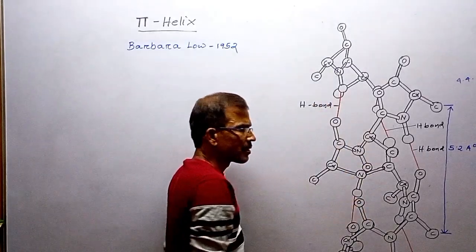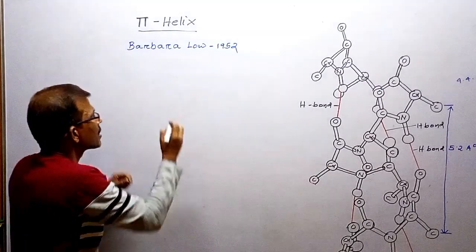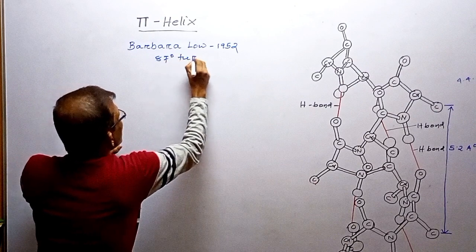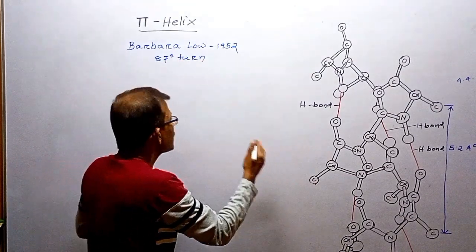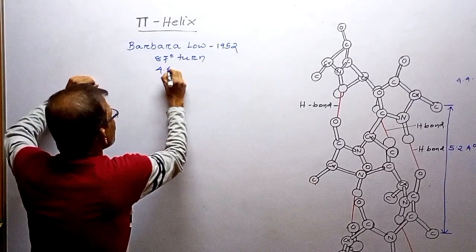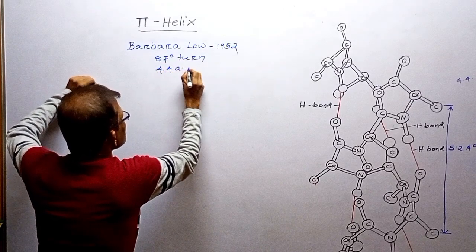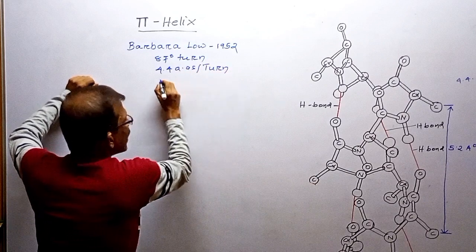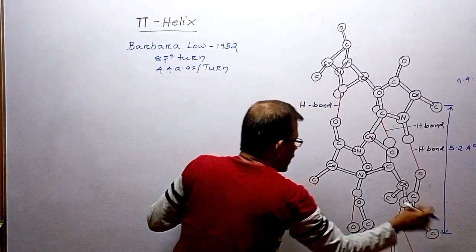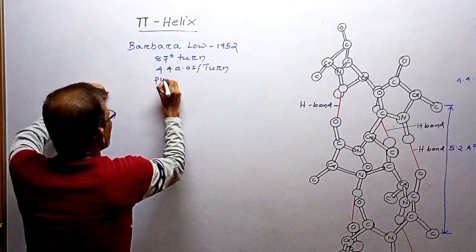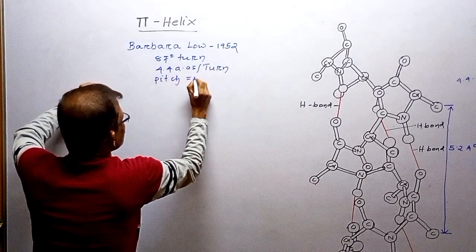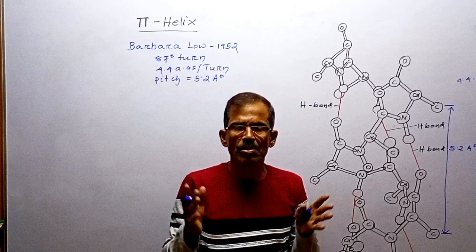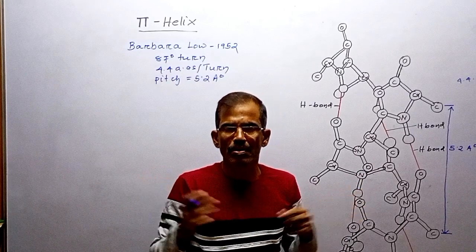In a pi helix, each amino acid corresponds to an 87-degree turn in the helix. The helix contains 4.4 amino acid residues per turn, and the pitch of the helix is 5.2 angstrom. Like other secondary structures, pi helix is also stabilized by hydrogen bonds.